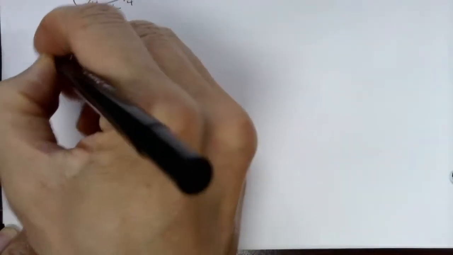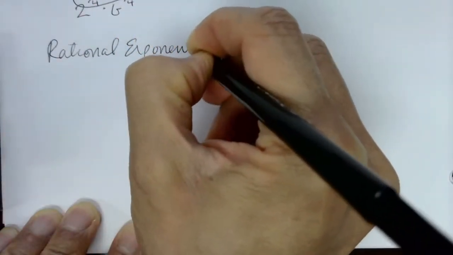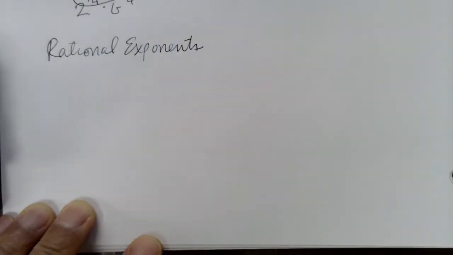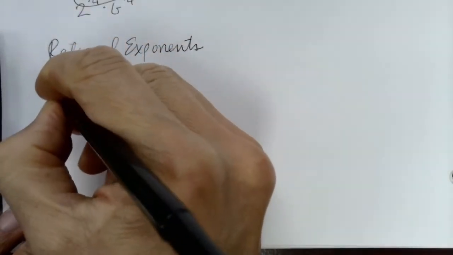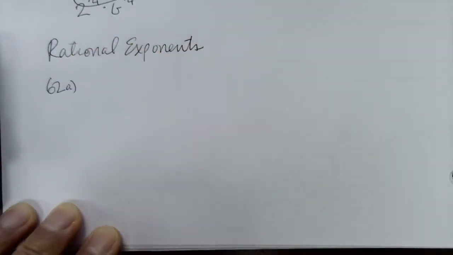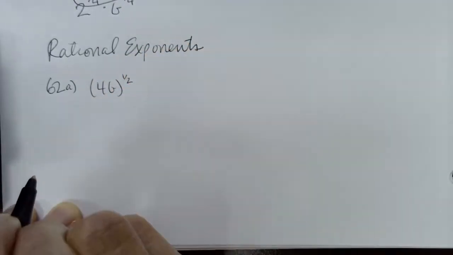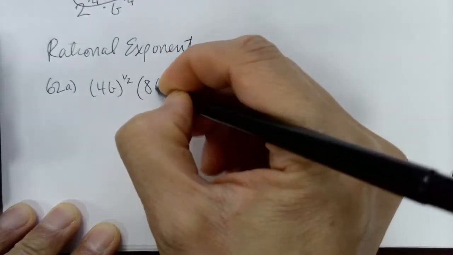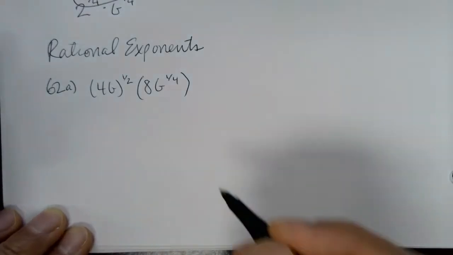Alright, I am going to pick a few problems from chapter 2.2, from the 60s section, problems in the 60s. Let's start with 62. We'll do 62a. We have 4b to the 1/2, or you can think, that's the square root of b, and then 8b to the 1/4. That 1/4 is just on b.